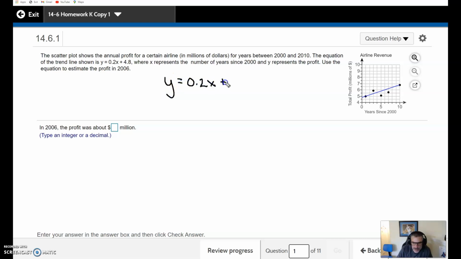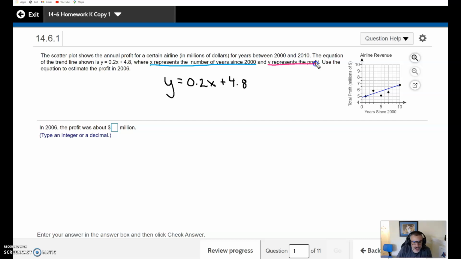0.2x plus 4.8. So that's the equation of this blue line over here, where x represents the number of years since 2000. Let's clarify what that means. That means if the year is 2001, then x would equal 1. If the year is 2006, then x would equal 6, right? It's the number of years since 2000. And y is going to represent the profits.